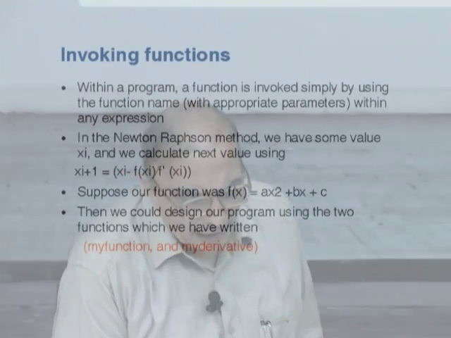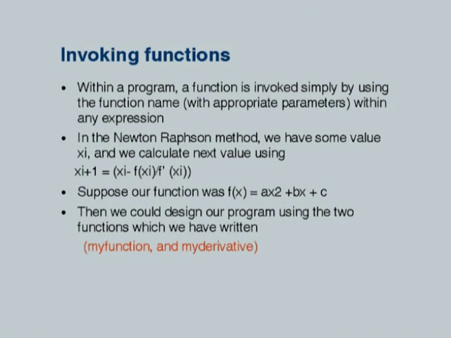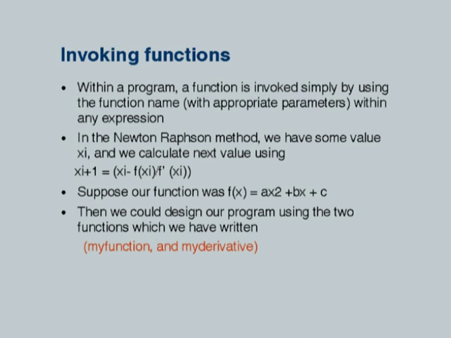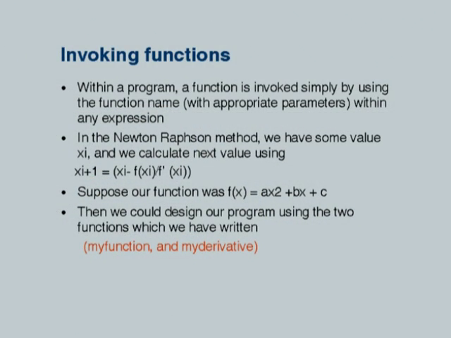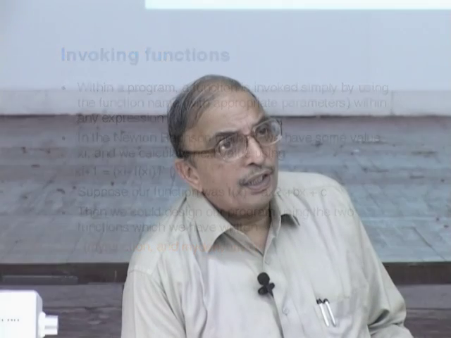In the Newton-Raphson method, we have some value xi, and we calculate the next value using this formula: xi plus 1 is xi minus f of xi divided by f dash xi. We saw that briefly once again. Suppose our function was f(x) equals ax square plus bx plus c. The two functions that we have written precisely calculate f(x), which is ax square plus bx plus c, and f dash x, the corresponding derivative. So my function and my derivative are the two functions, or two assistants, which we have written, which can be used to do this calculation.